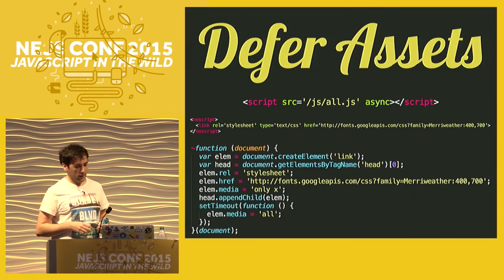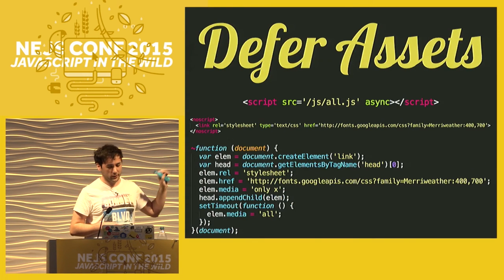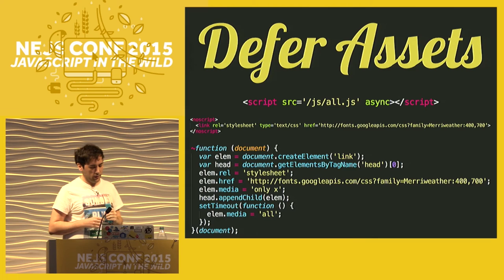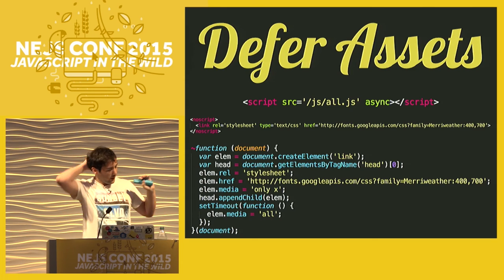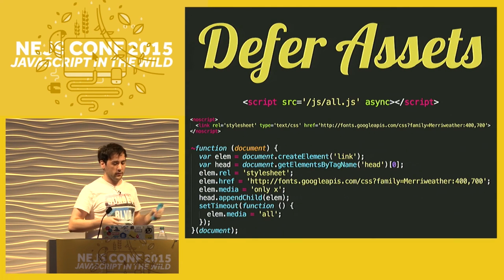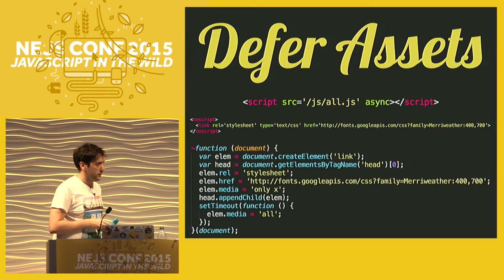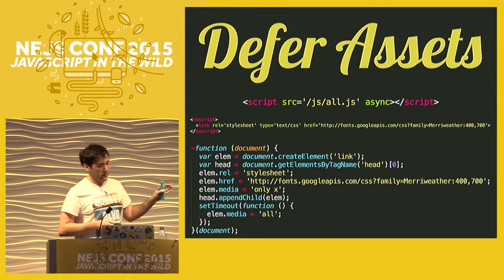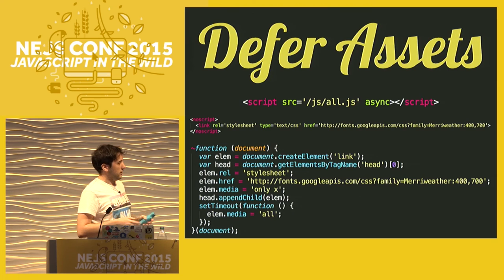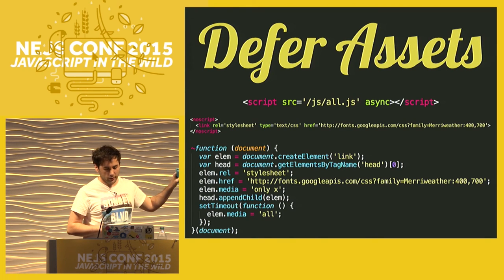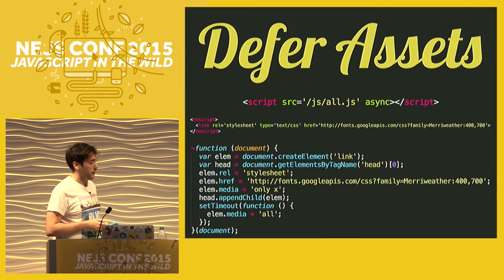So defer assets, like I said. If it's a script, just use the async attribute on the tag. But remember, for link tags, you can use that snippet. Basically, all it does is create the link tag programmatically, but set the media type to only X, which is invalid. So after a timeout, for some reason, you set the media type to all, which is the legal value, and that'll make it load asynchronously. I have no idea how this works, but it works. Still, let's try to be progressive and use a noscript tag that actually loads the link tag without JavaScript.